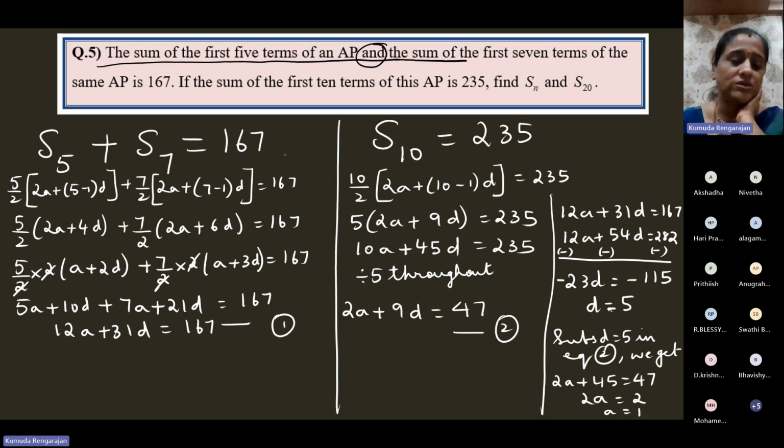So this is the equation. S5 plus S7. Sum of the first 5 terms is S5. The sum of the first 7 terms is S7. So S5 plus S7 is equal to 167. Next, if the sum of the first 10 terms of this AP is 235, so S10 is 235. Find Sn and S20.